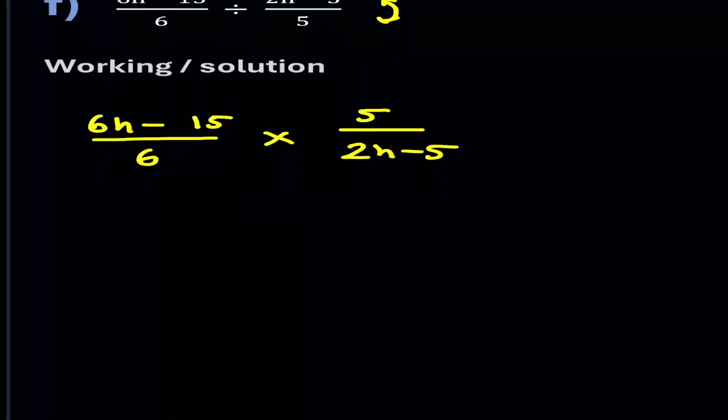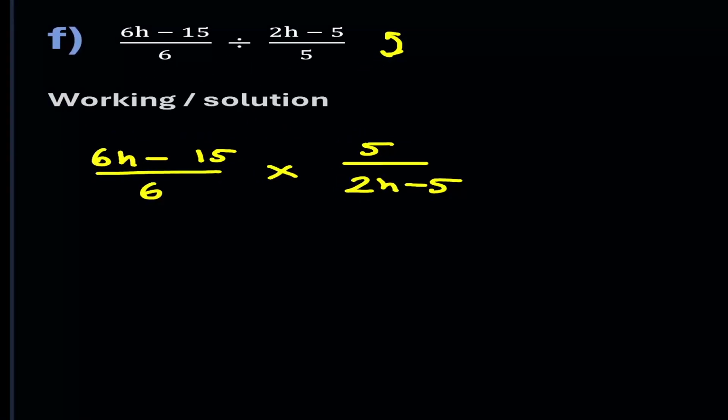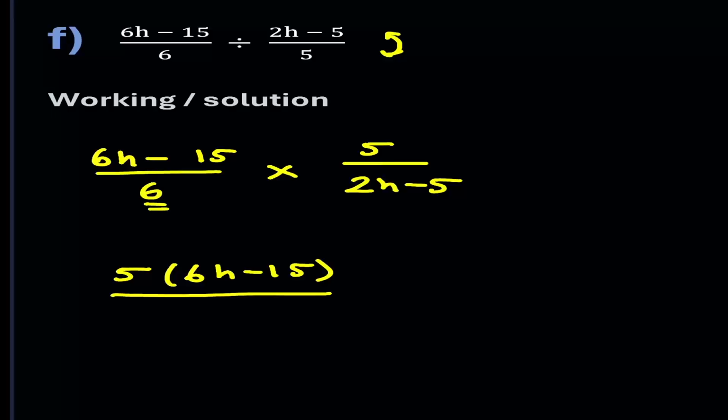Okay, then we can just do numerator times numerator. So we've got 5 outside the brackets, 6h minus 15. And in the denominator, you have that times that: 6 times 2h take 5. Okay, where do we go from here?